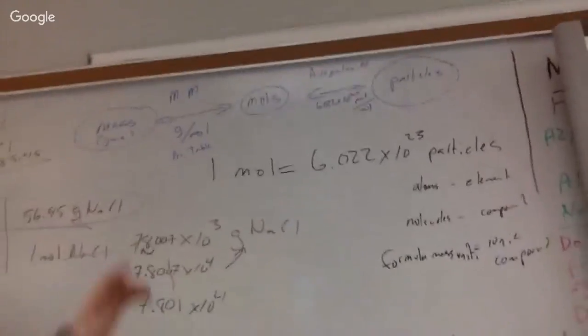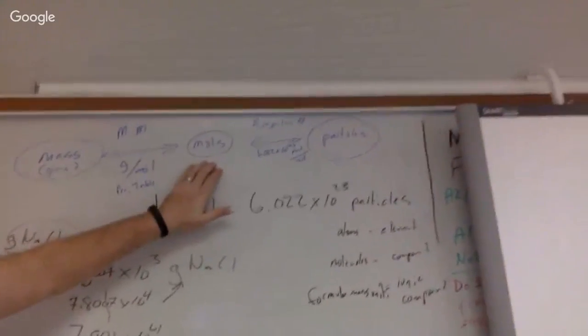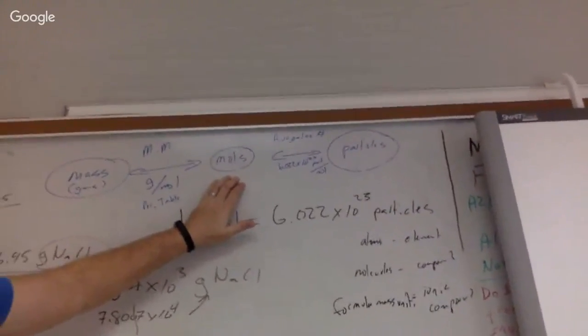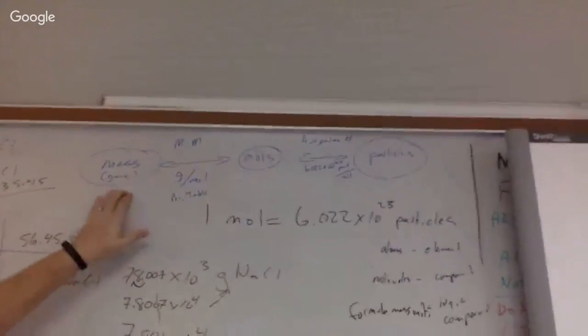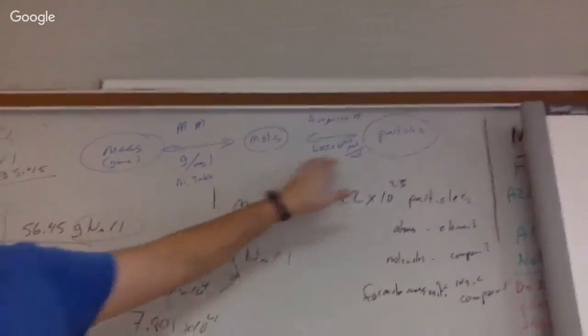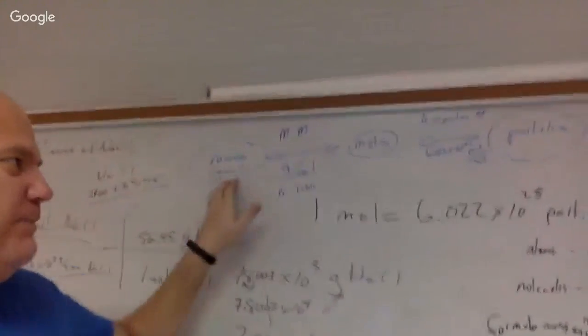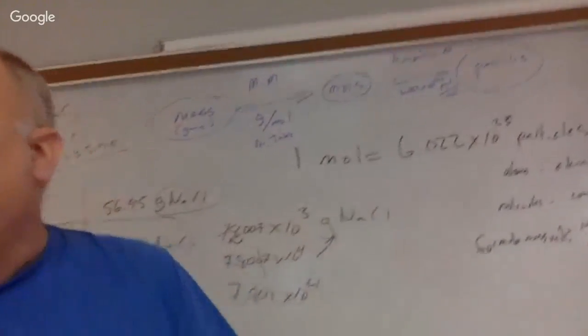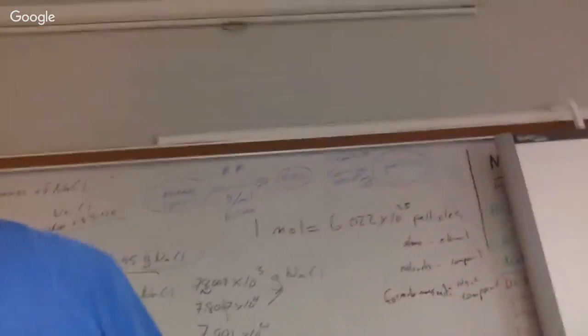Now, one of the things I've seen people do is this. They're at moles and they have to go to particles. I literally have seen this and I'm going, why? They'll go moles to grams and they go, okay, got to go back to moles and then go back to particles. And then they did it in a 4-step process instead of a 1-step process.